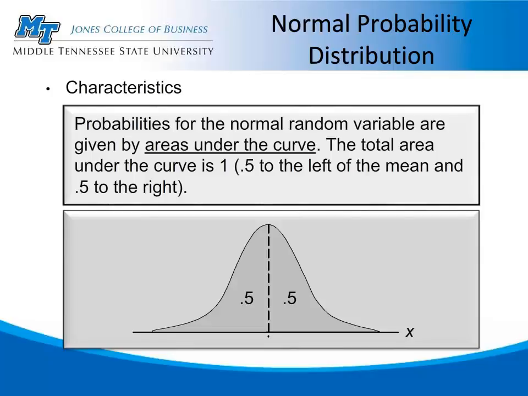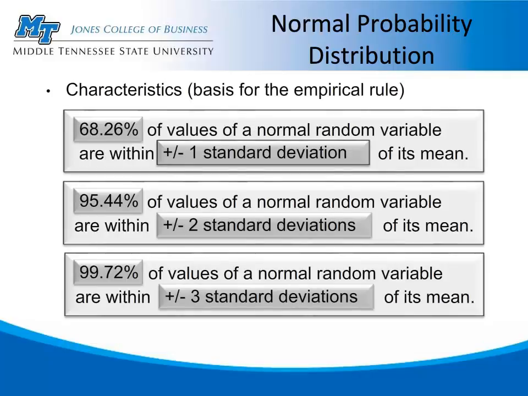Now this is a continuous distribution, so the probability that you have a value that is exactly equal to the mean is 0. You have to have an interval in order to have a positive probability. Now with respect to the mean, most of the values are close to the mean.